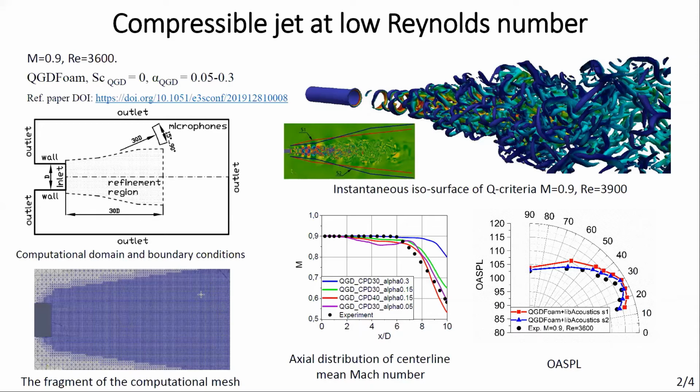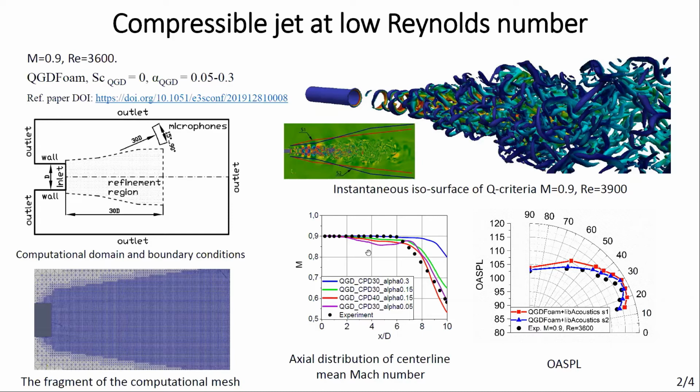The numerical simulation was performed using the QGDFoam solver, and we used the libacoustics library with the Farassat formulation to predict acoustic pressure in the far field. These boundary conditions were similar for both cases. In this part of the slide, you can see an instantaneous isosurface of the Q criterion for the low Reynolds number jet.